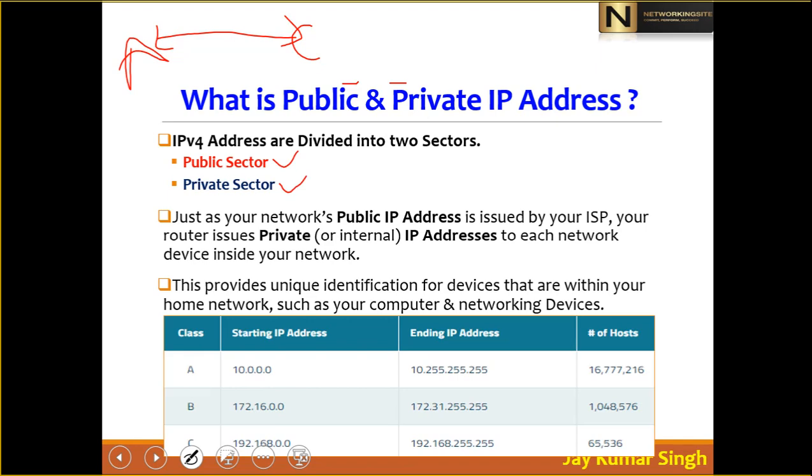One is the public sector and the second one is the private sector. Public sector means ISP. So whenever I want to access the internet in my organization, or in my computer, I need a public IP address. So I will reach the ISP and say that I need one IP address. Whatever IP address I am getting from the ISP, and I'm paying for it, that IP address is known as a public IP. Simple.